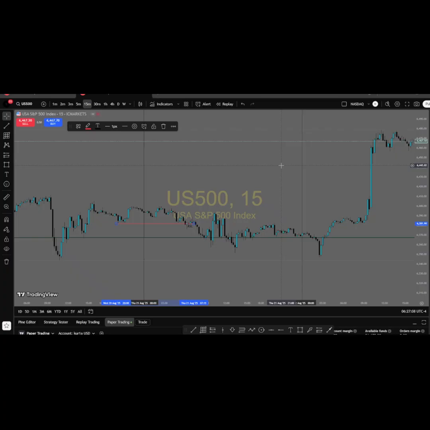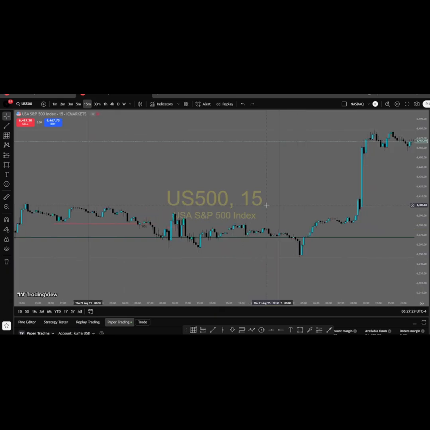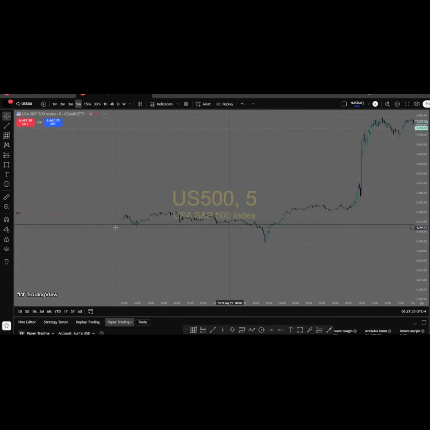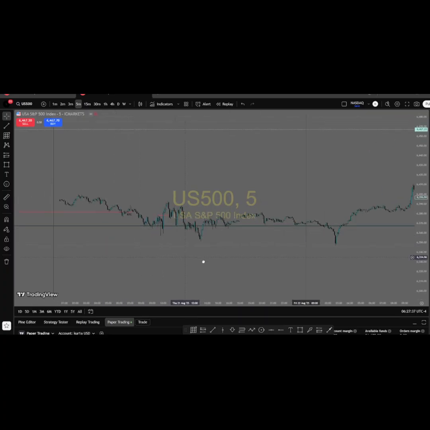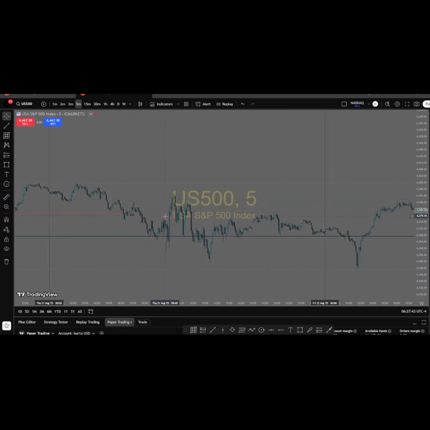So at 9:30 US 500, where is 9:30? I want to mark up the 9:30. At 9:30 we had this as my last down close candle. All right, this right here, the one I've marked in red. Actually I should go to the lower time frame for a better view. Okay, so I have this as my last down close candle.